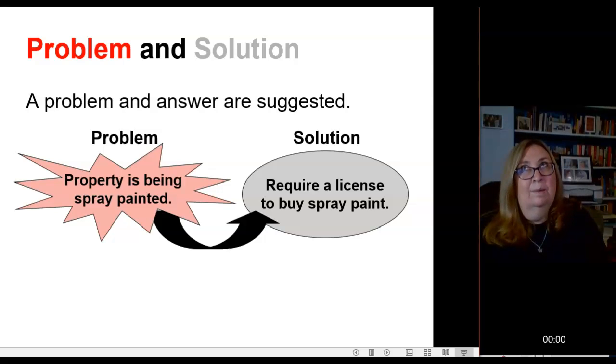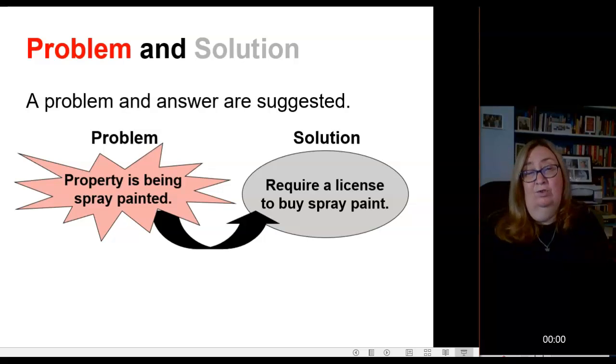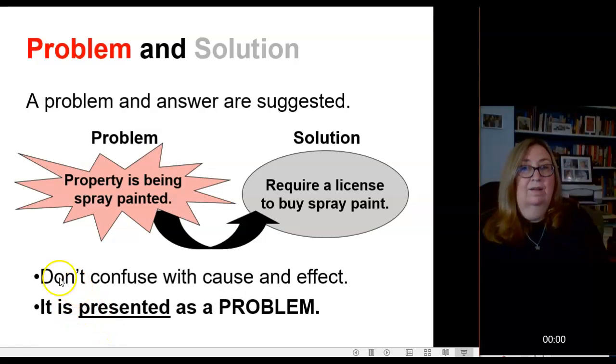So I wanted to use this to make sure you understood that the problem solution text structure doesn't have to be a solution you agree with. It's simply that we were given a problem and then solutions were offered to that problem. Again, don't confuse it with cause and effect. It's going to be very different in that it's going to be presented as, hey, there's this problem that we're going to have to fix.